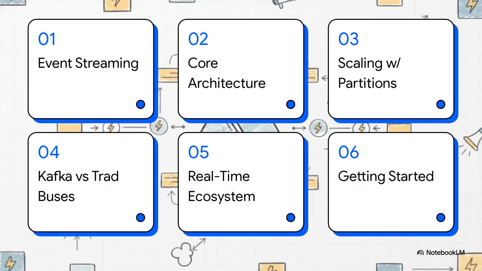To wrap our heads around this, we're going to use a zoom-out approach today. On our agenda, first, we'll look at the event streaming revolution. Then, we'll dive into Kafka's core architecture, followed by scaling with partitions, and a showdown between Kafka and traditional buses. After that, we'll look at the broader real-time ecosystem, and finally, getting started with Kafka.